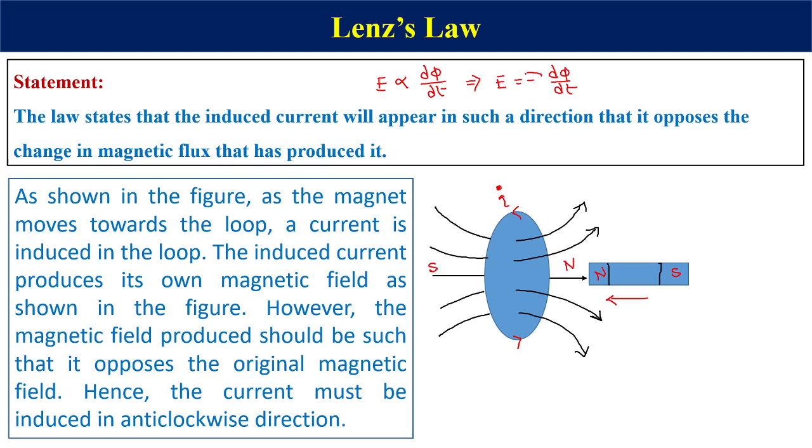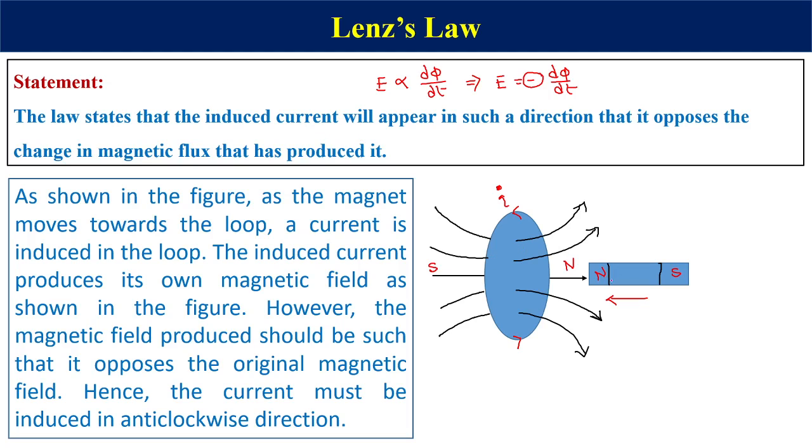So what is the significance of this negative sign? The significance is that the induced current which will be produced in the loop will appear in such a direction that it opposes the change in magnetic flux. So for example, let's consider this diagram below.